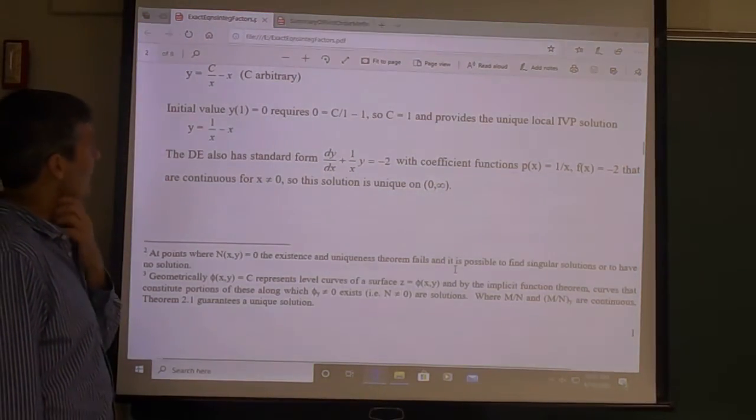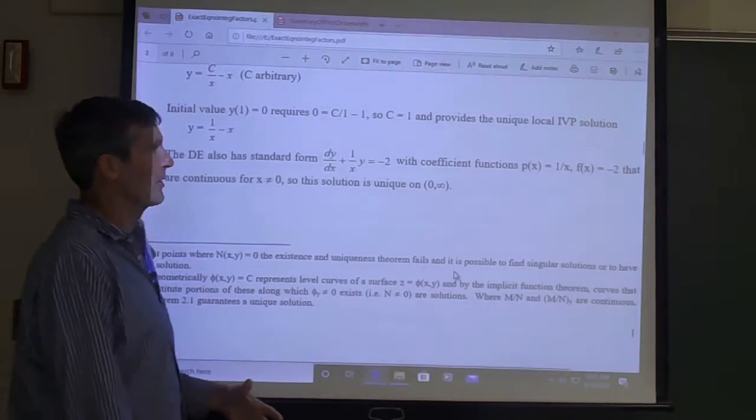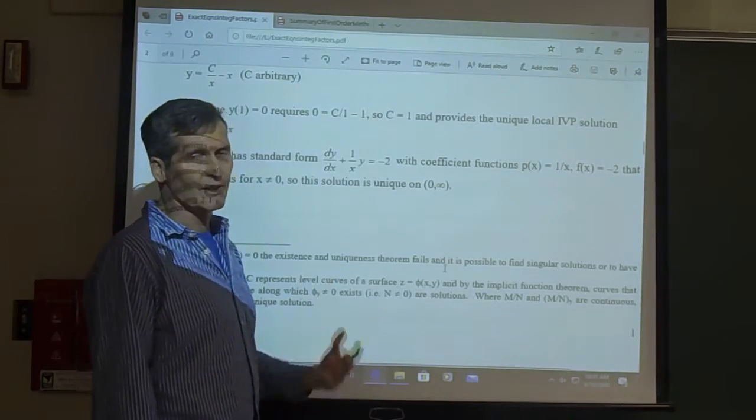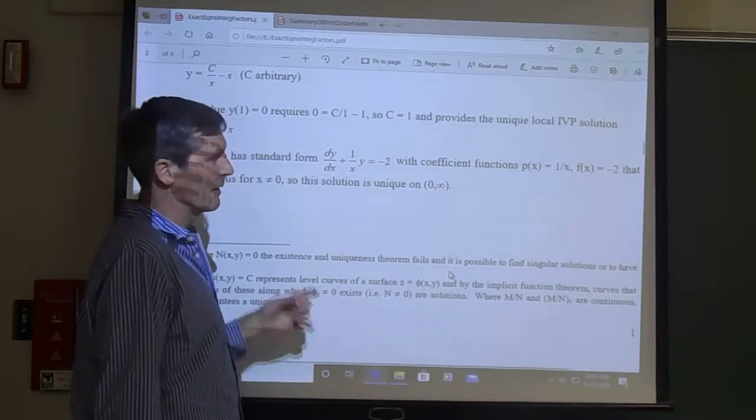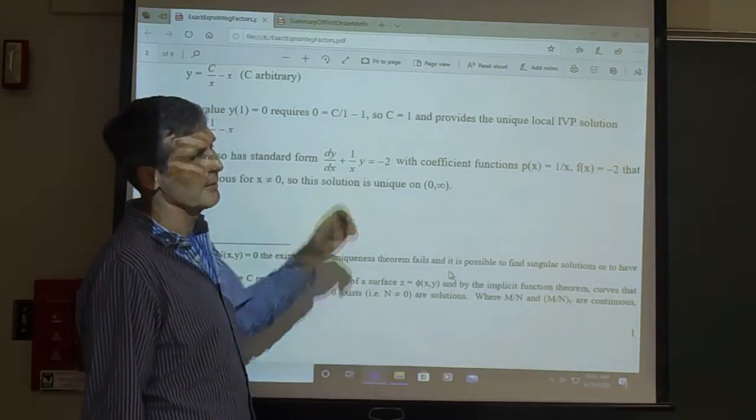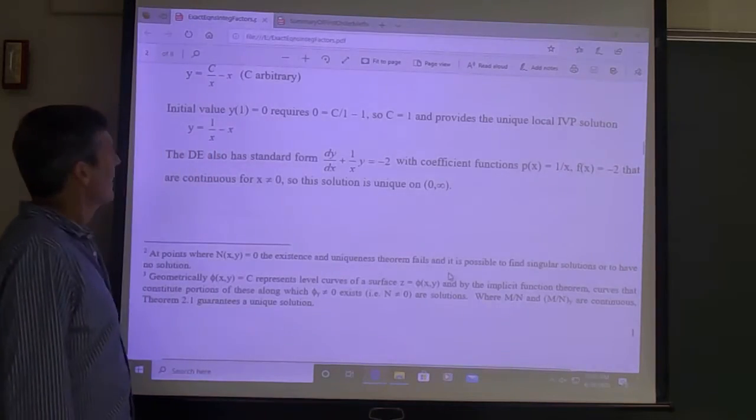How do we know there's not some other singular solution? I talked about there could be extra solutions. The existence and uniqueness theorem guarantees that through this point there's a unique solution. So we don't have to worry about maybe there's another solution here.